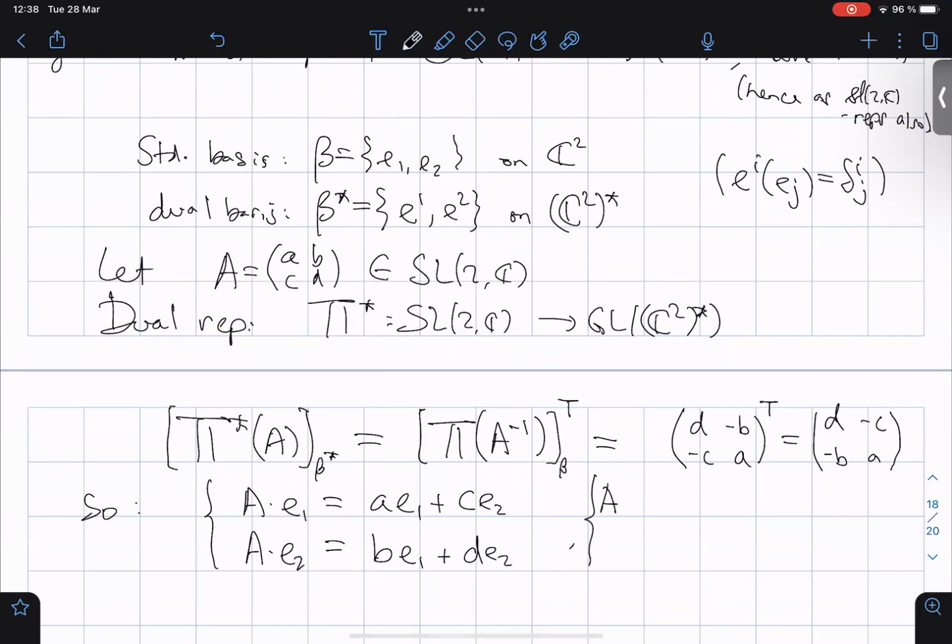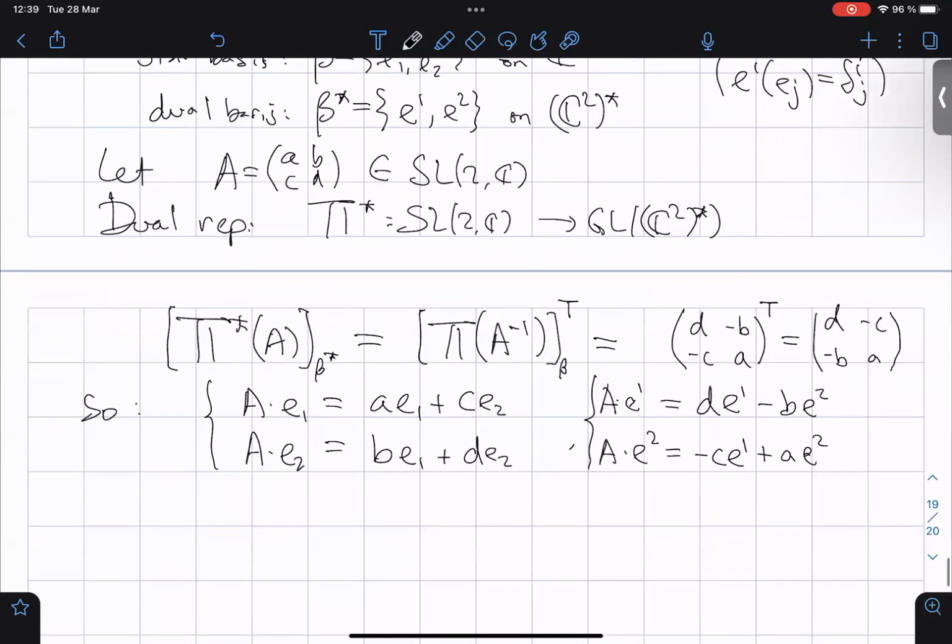And on the dual space level, this is saying A on E1 is DE1 minus BE2, and A on E2 is minus CE1 plus AE2. All right, so that's what the representation on the dual vector space looks like. And so the claim now is that there's an intertwining.